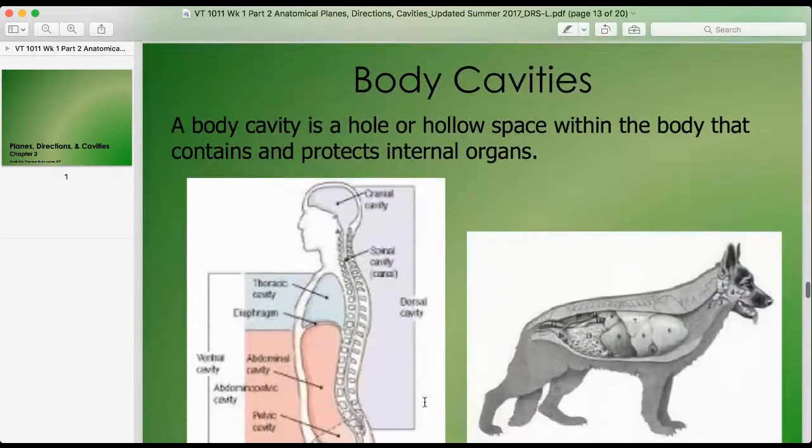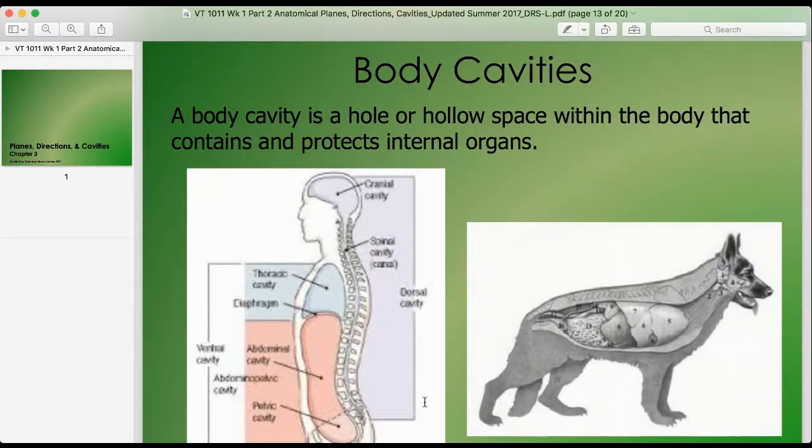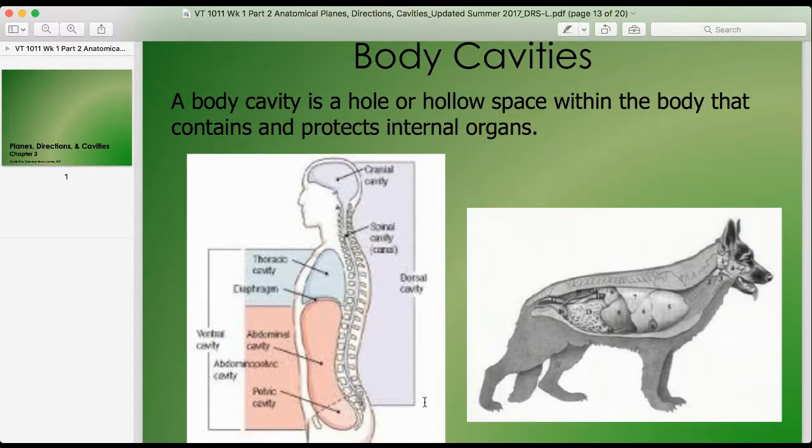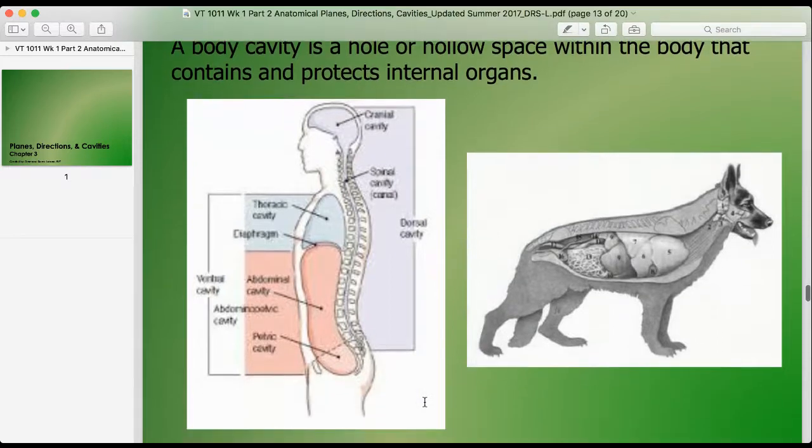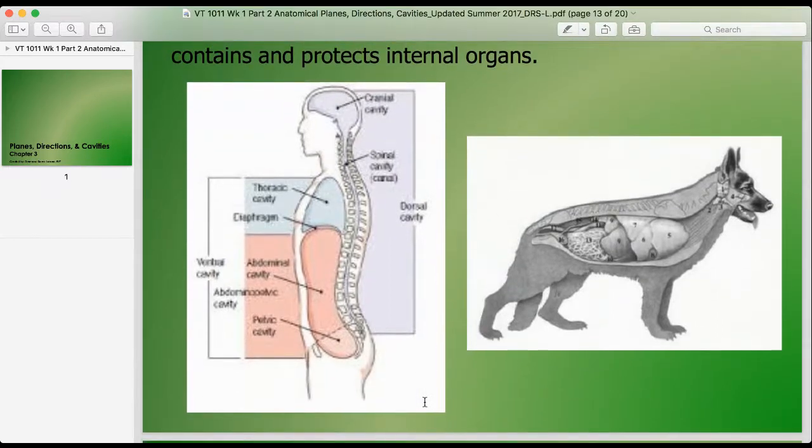That finishes some of our directional terms. Now we look at body cavities. When we talk about cavities, we're talking about what is being held inside the hollow space of the body, and the body itself and the structures are protecting those internal organs.